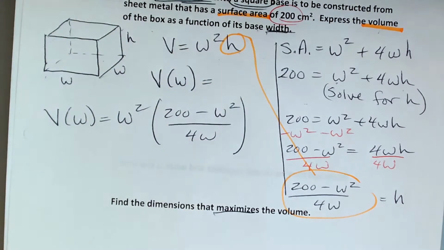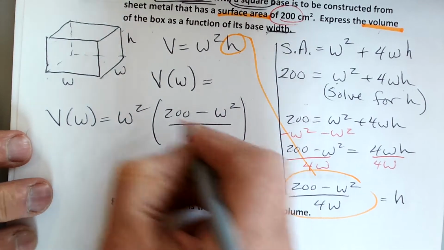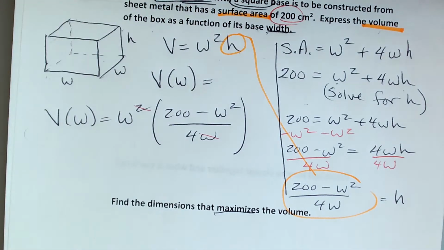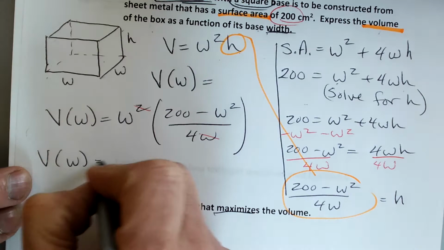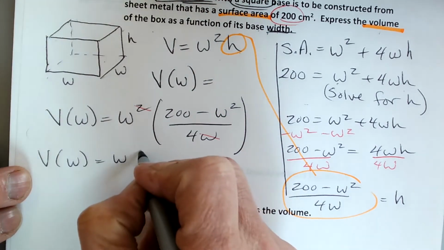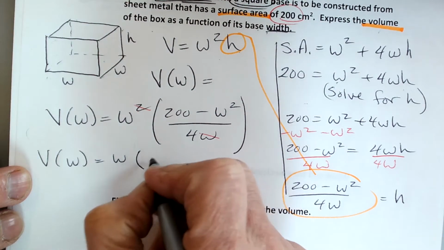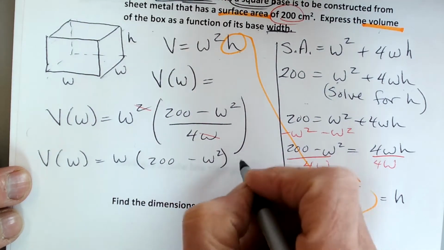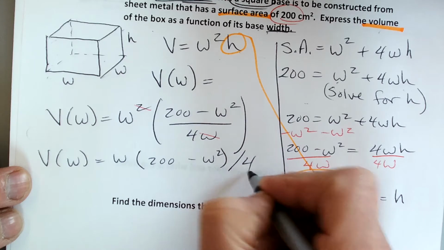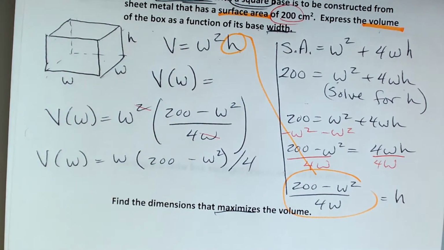I'm going to have to graph it. So I'm going to simplify this a little bit so that I can graph it. One of the things I see to simplify is I see a w with a w, so I'm going to rewrite this as V of w equals w times 200 minus w squared divided by 4, okay? And now that's a form that I could put in my calculator. I could take a step further though.